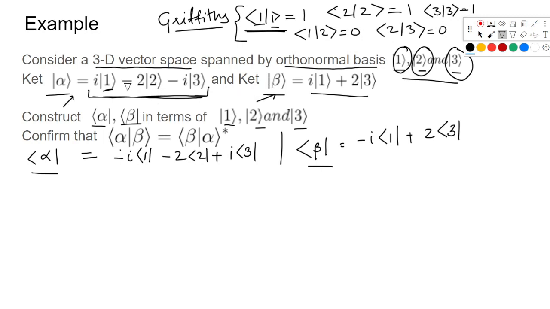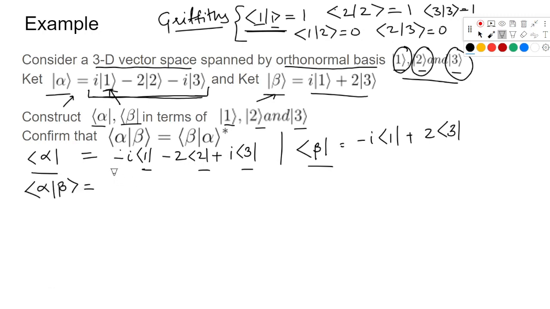We basically turn all these base kets 1, 2 and 3 into their base bras 1, 2 and 3, and we take the complex conjugate. Wherever we find iota, we make that minus iota. Now we have to see what this inner product is. So let's find this inner product.